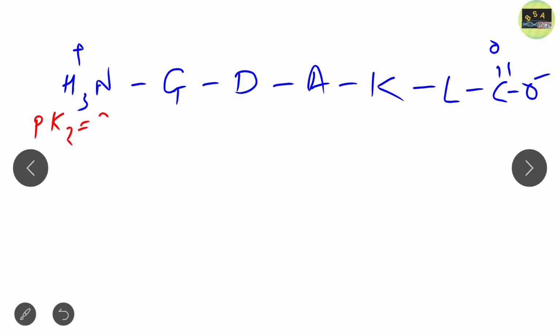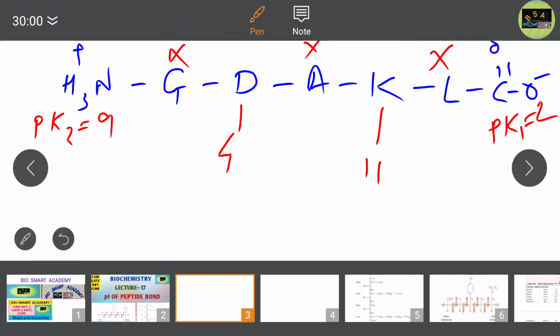Okay, 9. Glycine has no pKr value because it is non-polar. Aspartic acid has pKr value 4. Alanine has no pKr value, it is non-polar. Lysine has pKr value near 11. Leucine is non-polar, no pKr value, and its pK1 value is 2. We all know that. Clear?